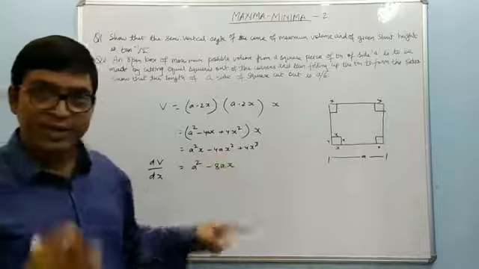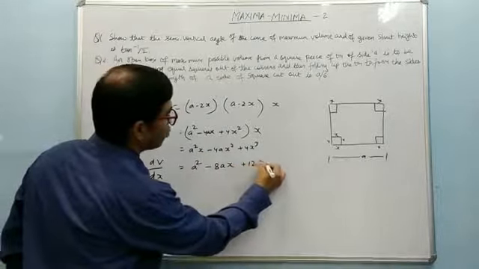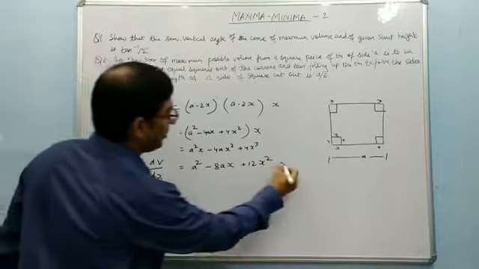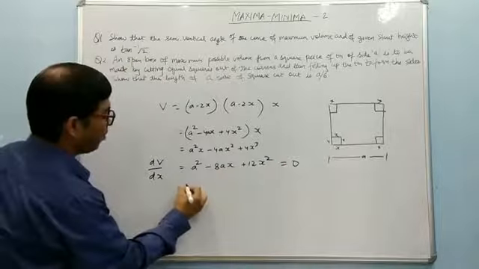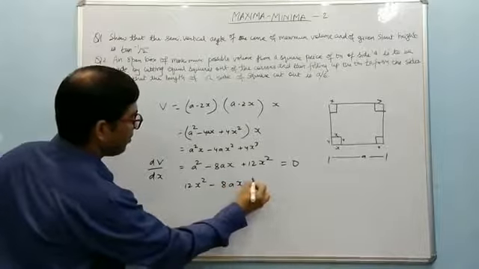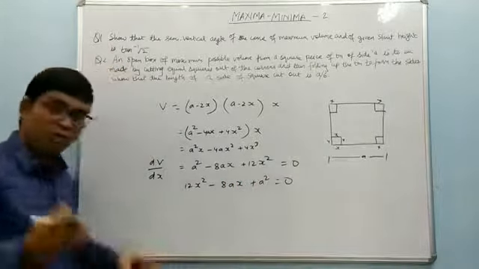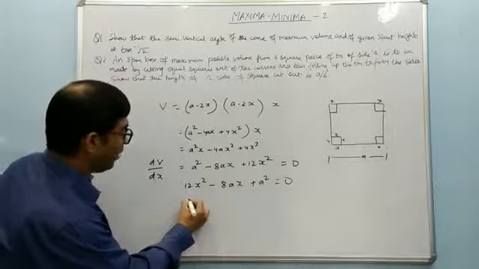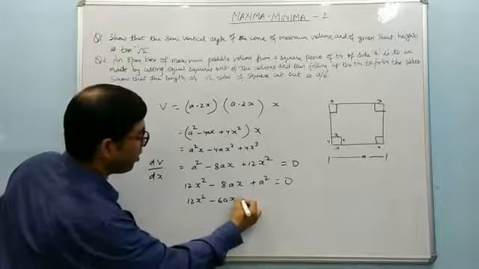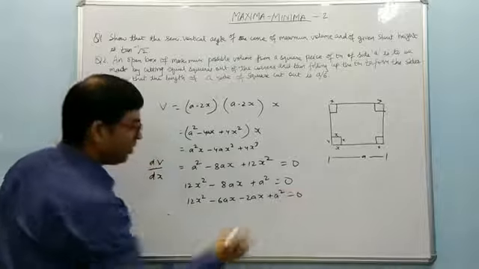8ax, because x square is giving you 2x. And this is 12x square, because x cube is 3x square. We put it equal to 0. We will get 12x square minus 8ax plus a square is equal to 0. So on factorizing this, it is coming out to be 12x square minus 6ax minus 2ax plus a square is going to be 0.